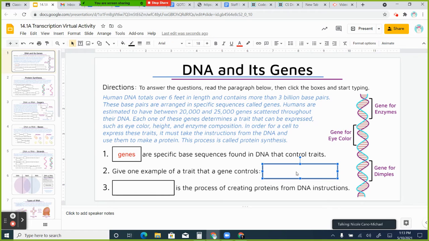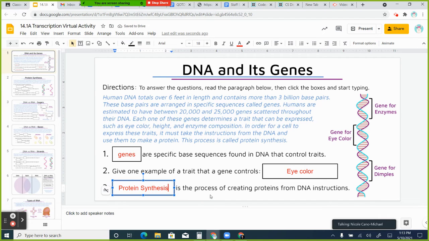Now, you could technically write a lot of different things here, but I'm going to use one from the text. And in the text, it mentioned eye color, height, and enzyme composition. I'm going to just use eye color. Now, you could use any of those or anything else, but that's what I'm going to choose to use. Number 3, blank is the process of creating proteins from DNA instructions. This is called protein synthesis.